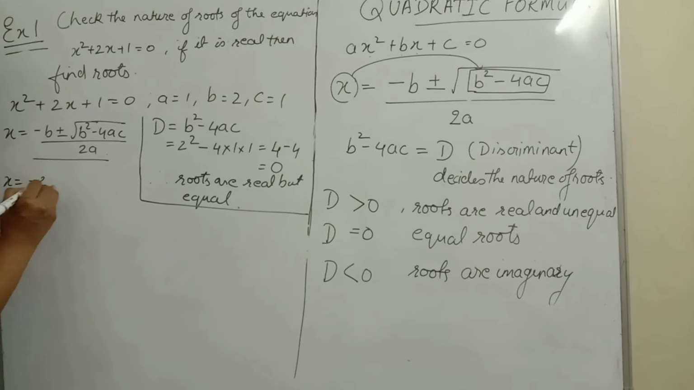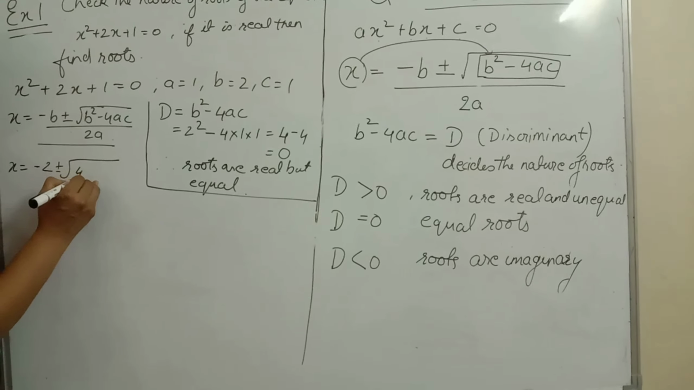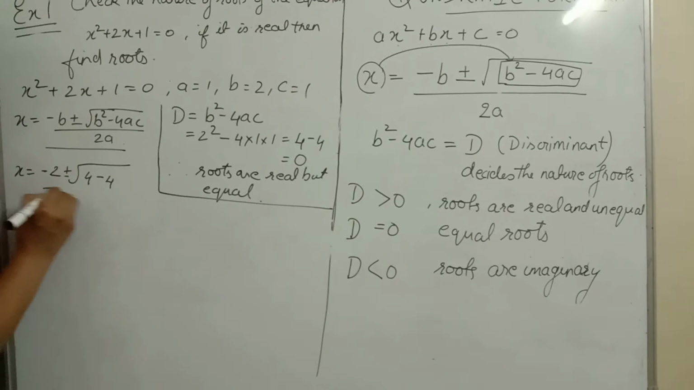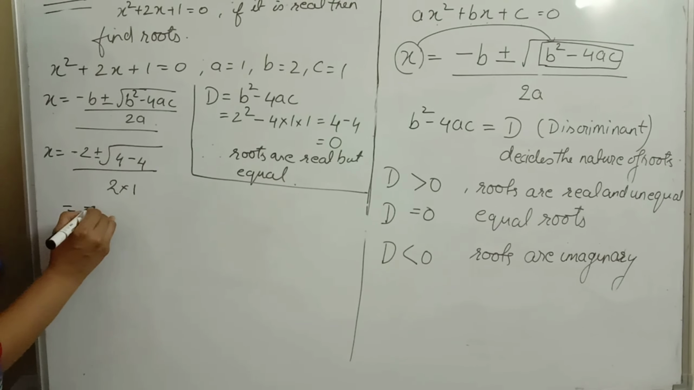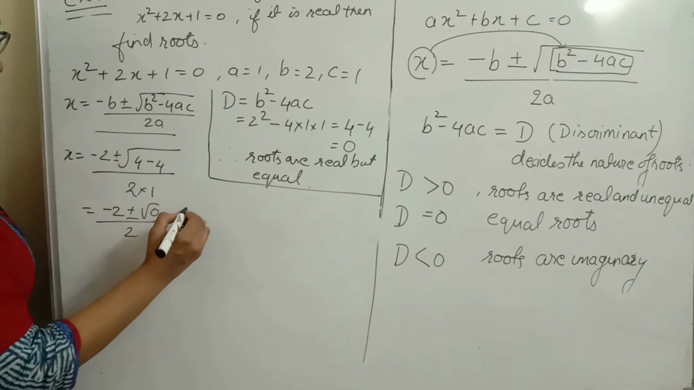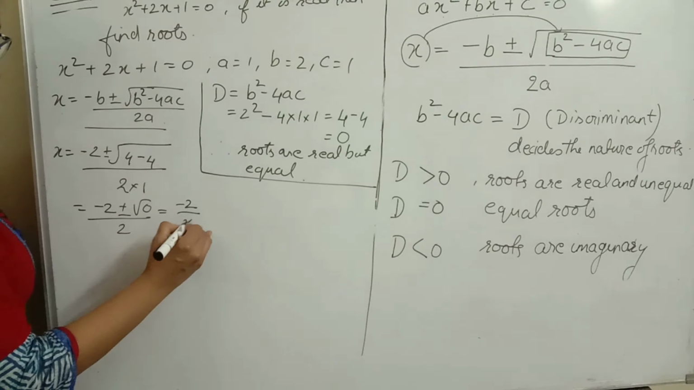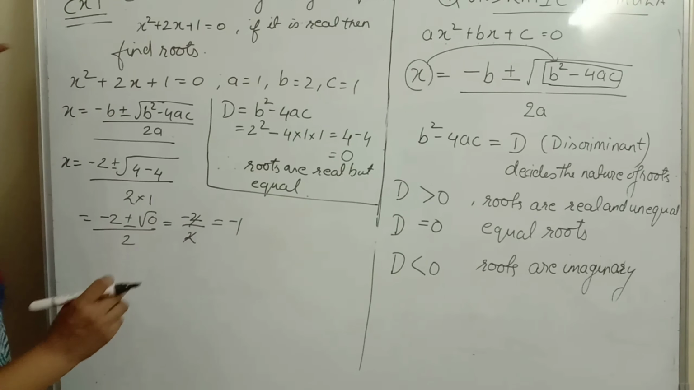minus b, minus 2 plus minus under root 4 minus 4 whole upon 2a, 2 into 1. Minus 2 plus minus, we know that it is 0, upon 2. It means minus 2 upon 2. It will give you what? Minus 1. We are writing over here only minus 1 once.